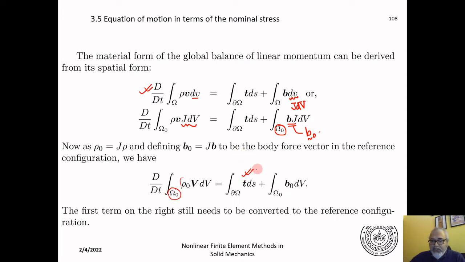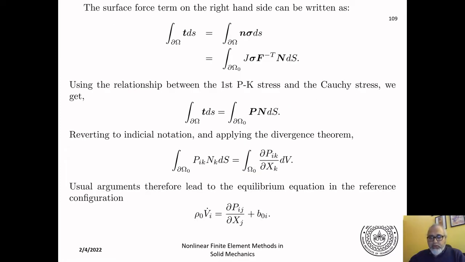This term needs to be now handled. So this is how we are going to do it. So the term is T dS, integrated over d omega, and we will write T as n sigma, which can also be written as sigma n because sigma is symmetric. And then n dS will be replaced by J F minus transpose capital N dS, d capital S, and the domain of integral will change from d omega to d omega naught.